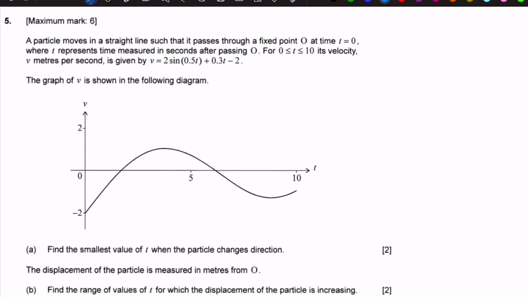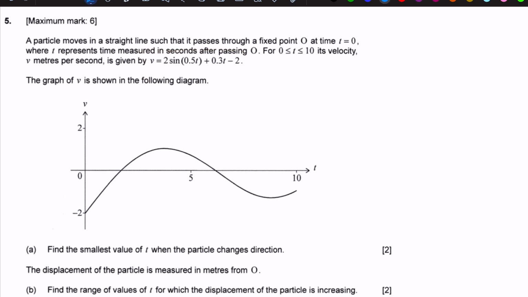So moving on to question 5, here we have a particle which moves in a straight line, such that it passes through a fixed point O at time t equals 0. The t represents time measured in seconds after passing O. So between 0 and 10, this graph has been plotted, and this is the equation of velocity with respect to time. So we have to find the smallest value of t when the particle changes its direction.